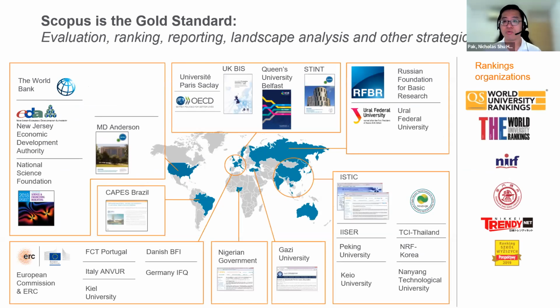So many ranking organizations trust the quality of Scopus content, such as the QS World University Rankings, Times Higher Education University Rankings, NIRF, and Shanghai Jiaotong, for instance. From an APAC perspective, we've seen universities such as Beijing University and Keio University. The Thailand Citation Index is a very strong partner and collaborator that we work with, as are the NRF in Korea and Nanyang Technological University.